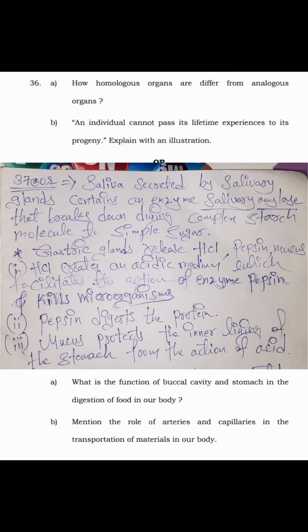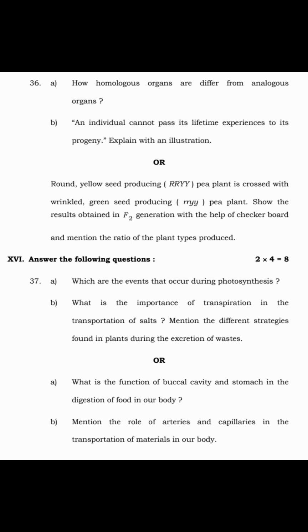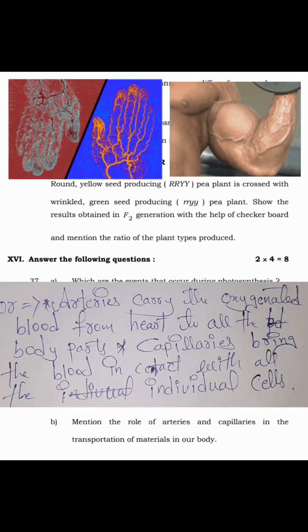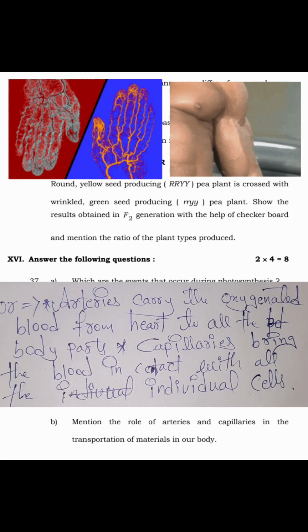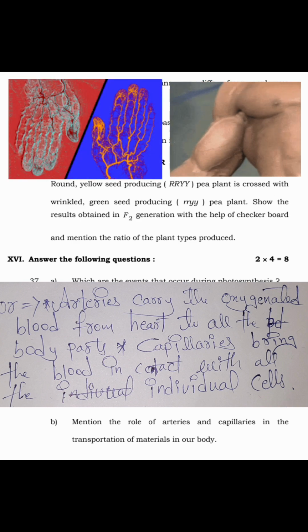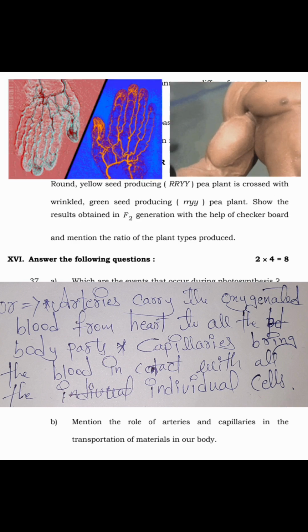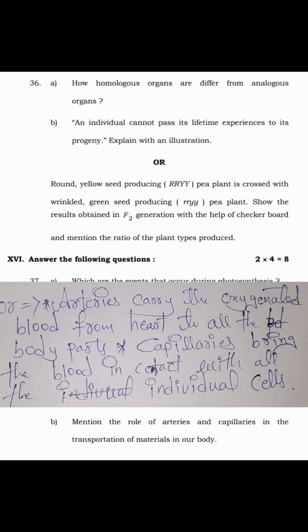Or B question: Mention the role of arteries and capillaries in the transportation of materials in our body. Arteries carry the oxygenated blood from the heart to all the body parts. Capillaries bring the blood in contact with all the individual cells. So these are the roles of arteries and capillaries in the transportation of materials in our body.